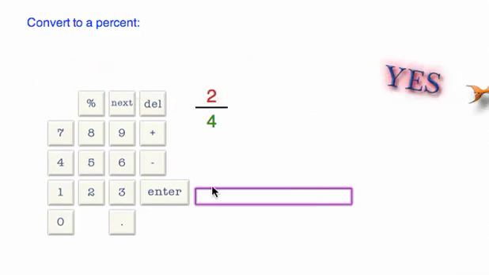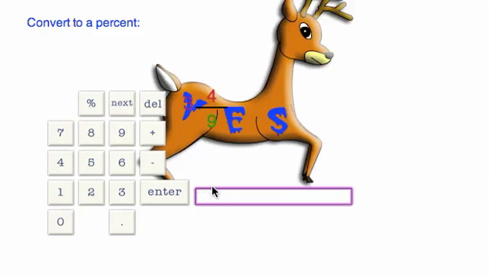2/4, that's a half, that's 50%. Okay, so if you're doing something mentally like that, it often goes a lot faster than using the calculator.